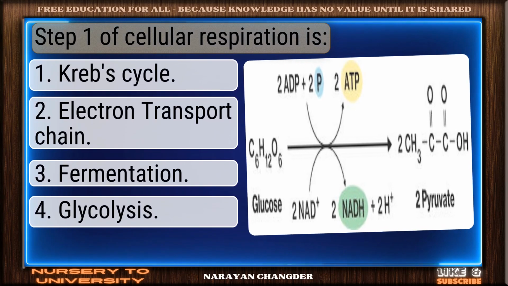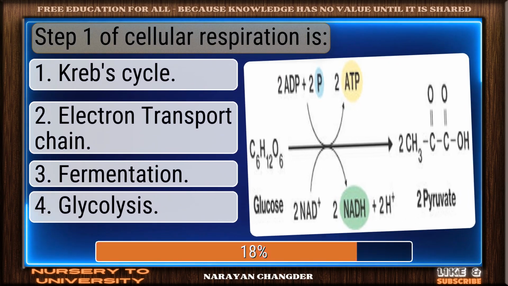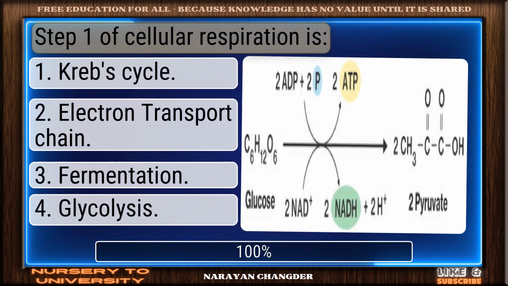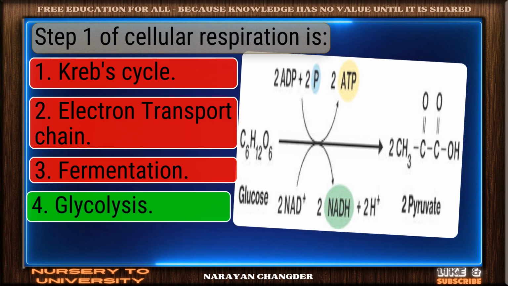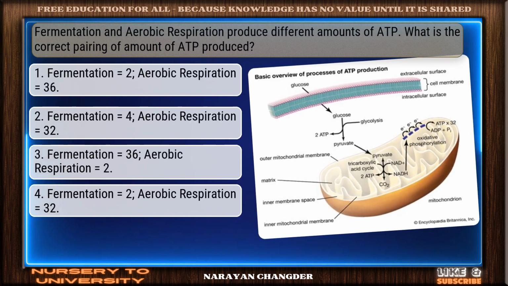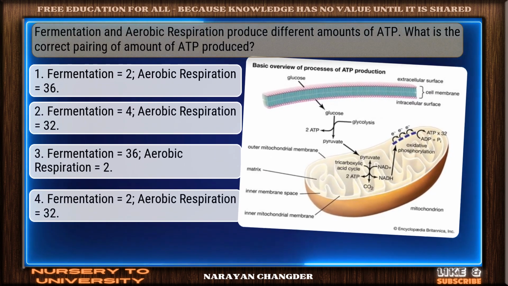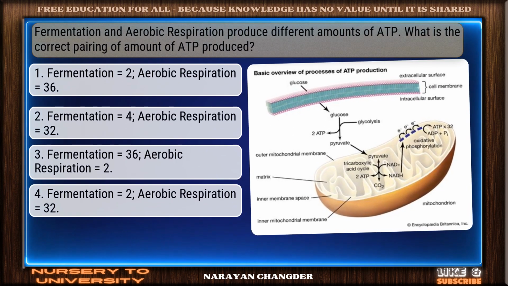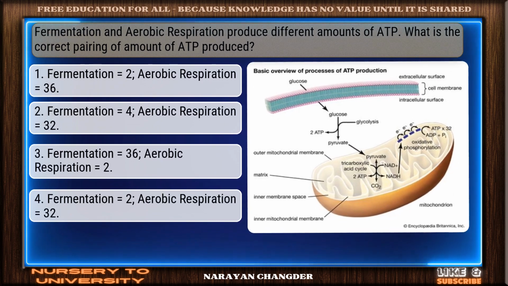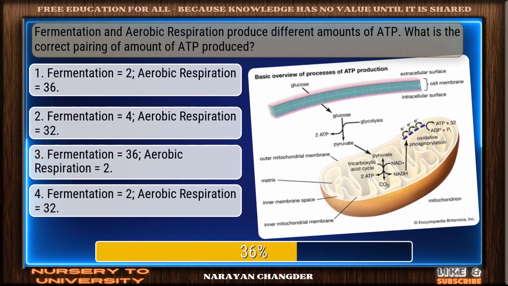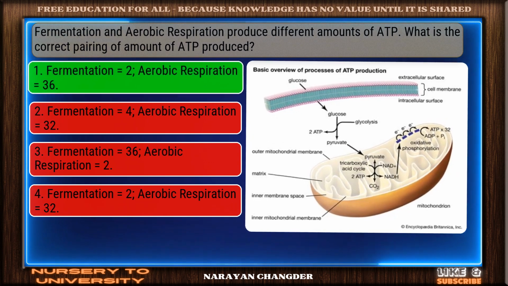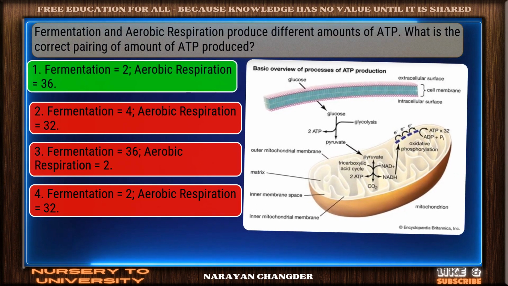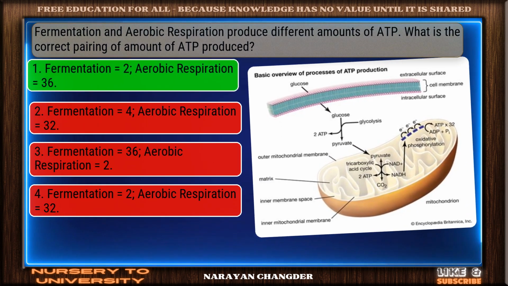Step 1 of cellular respiration is... Nice selection. Glycolysis is the correct and valid answer. Fermentation and aerobic respiration produce different amounts of ATP. What is the correct pairing of amount of ATP produced? Exactly. Fermentation equal to 2, aerobic respiration equal to 36 makes sense, and it is the right choice.